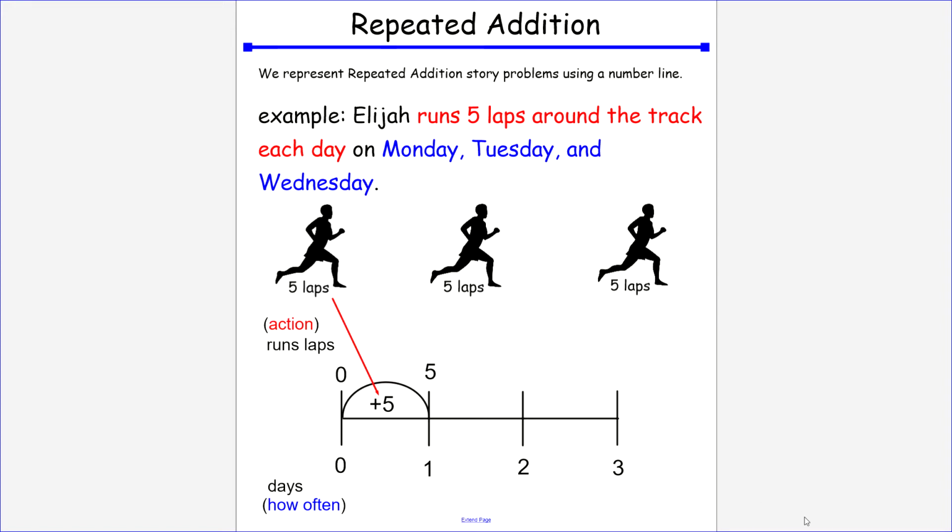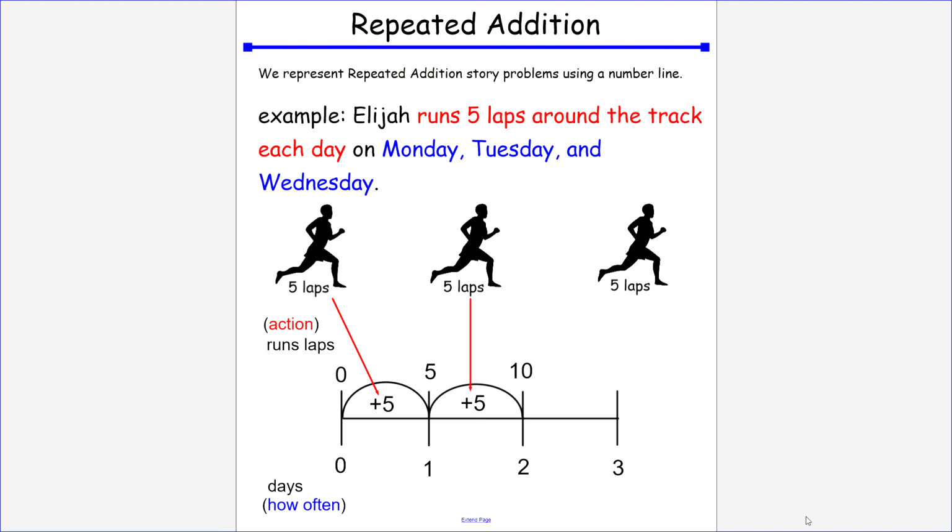Then the second day happens, and again, Elijah runs 5 laps that day. So I'll show that with another jump. He ran 5 laps again. After 2 days of running, he had run 5 laps, then he ran 5 more laps. I added 5 more. So after 2 days, Elijah has run 10 total laps.